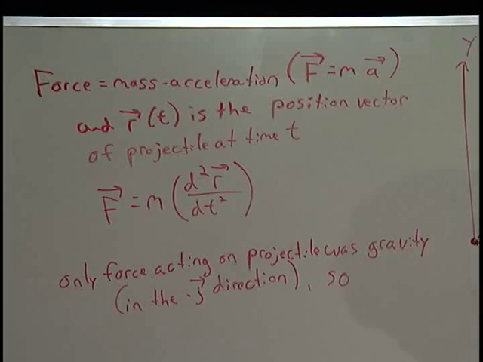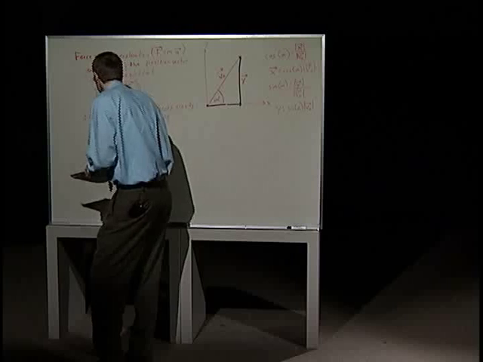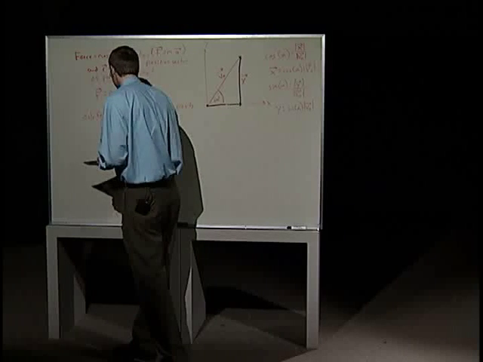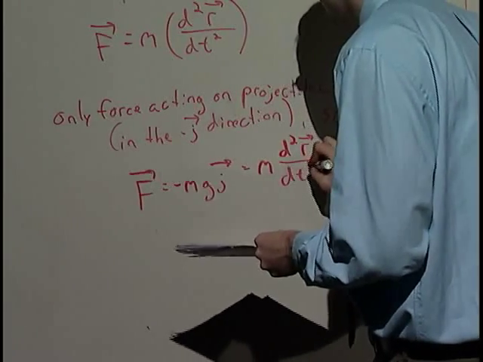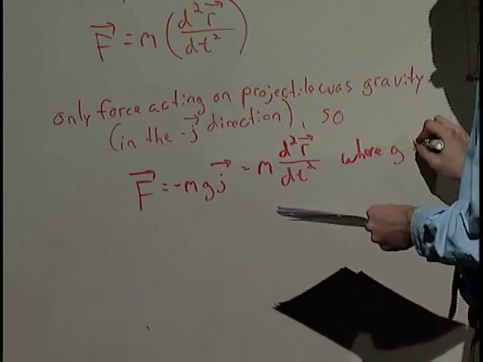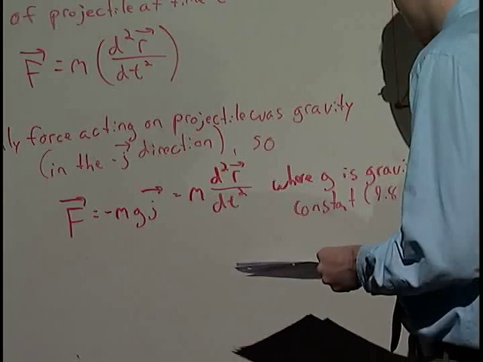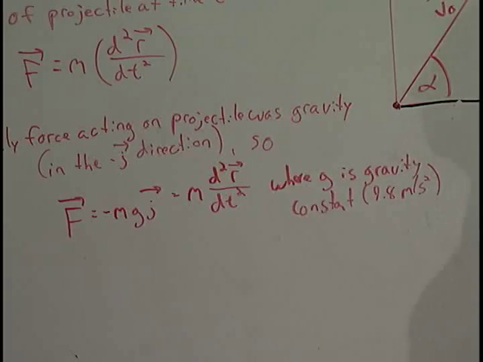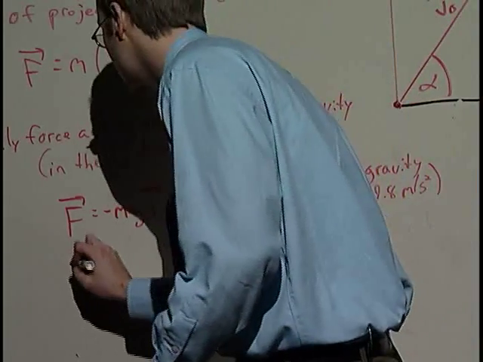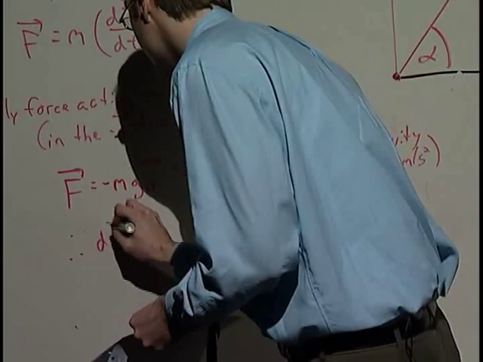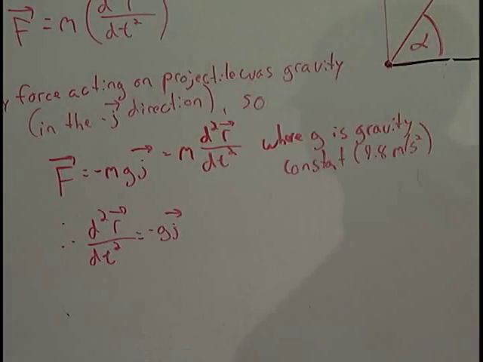So we know that F equals m times this acceleration vector. We also know that the only force acting on it is going to be in the minus j direction, so F is equal to negative mgj, which is equal to m d squared r over dt squared. And here I'm using g to represent the gravity constant. So g is the gravity constant, and that's approximately 9.8 meters per second squared. So there are two different expressions for F: gravity and m times acceleration. As a consequence, if we cancel out the m's, we get d squared r over dt squared equals negative gj. So we have this equation.